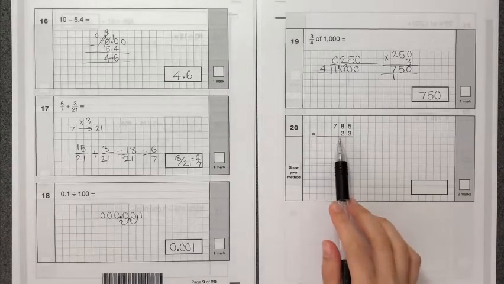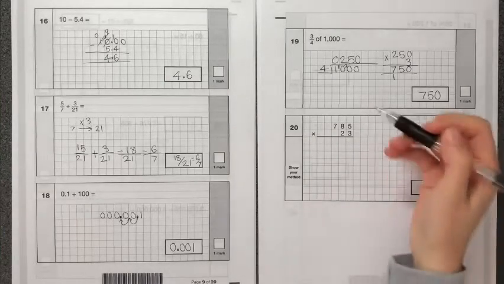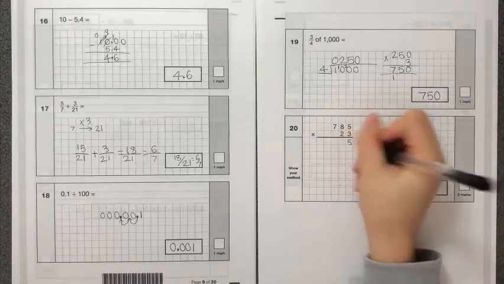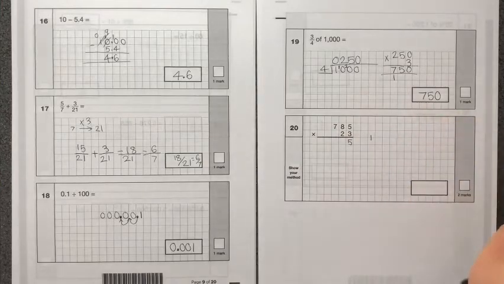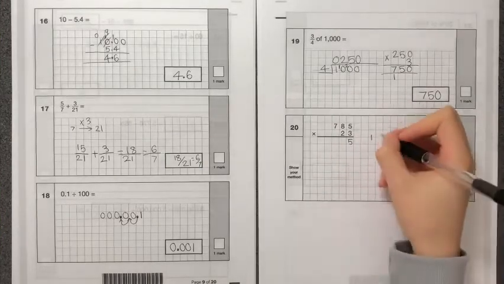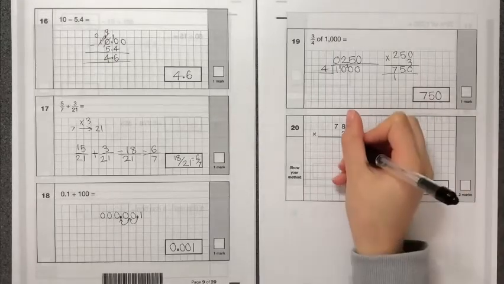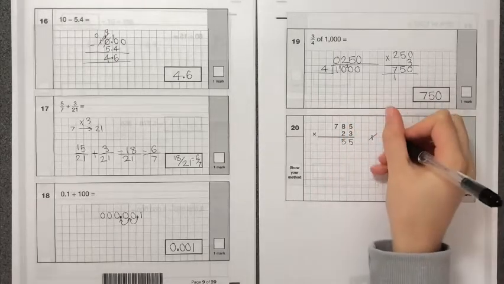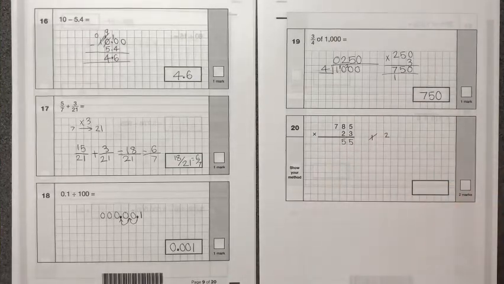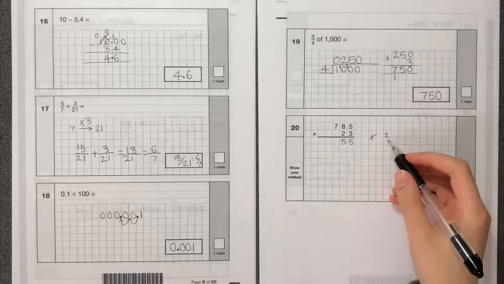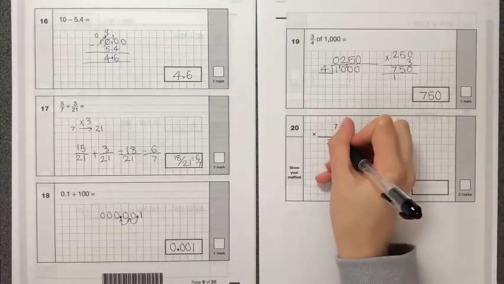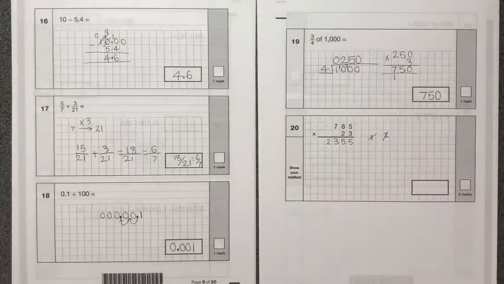785 multiplied by 23. 3 times 5 is 15. I'm going to write the 5, carry the 1. 3 times 8 is 24, plus this 1 is 25, write the 5, carry the 2. 3 multiplied by 7 is 21, plus this 2 is 23. I'm going to write that down like so.